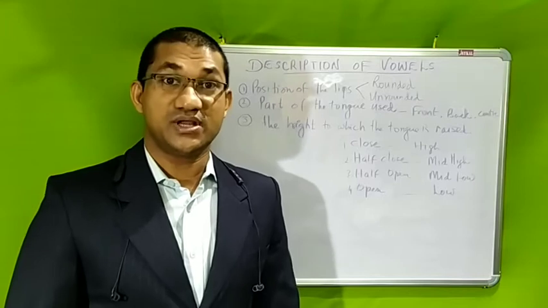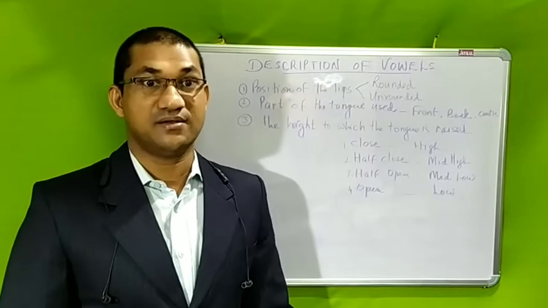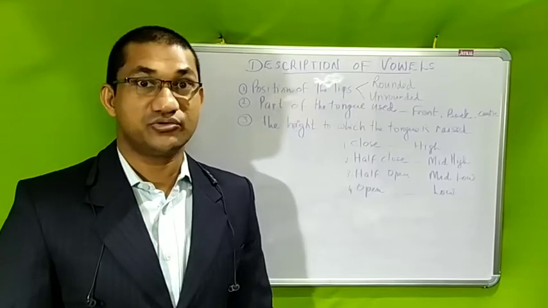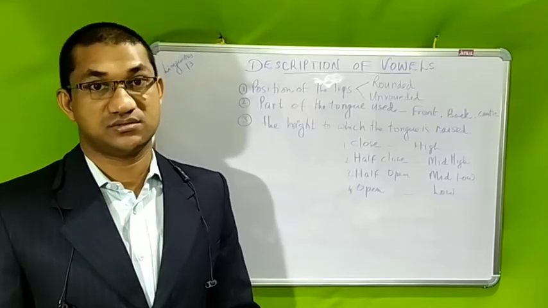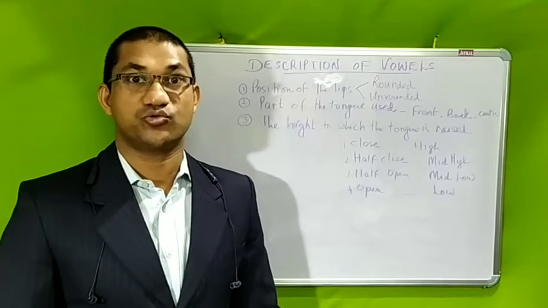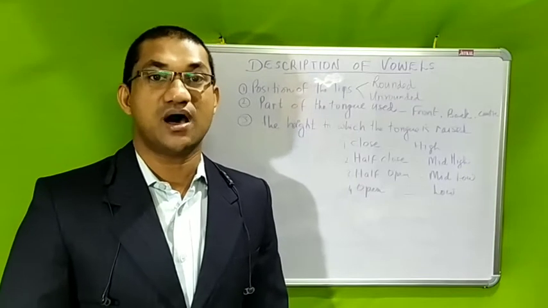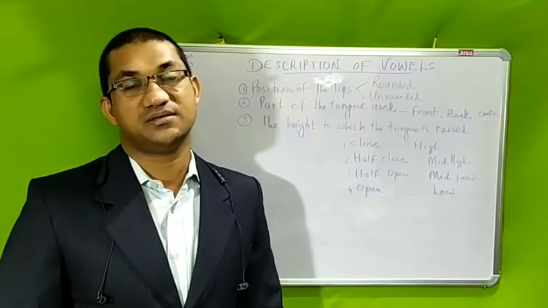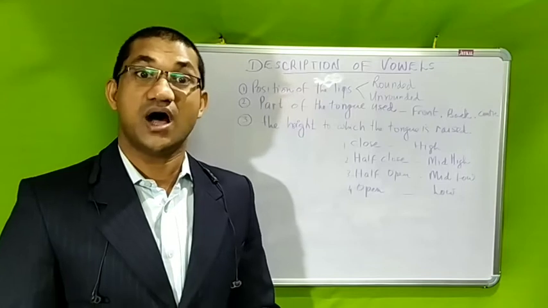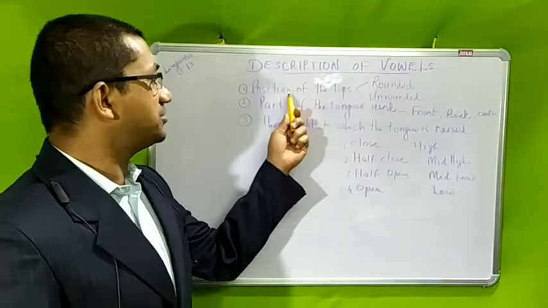The other day, at the end of the lecture, we learned that vowels are described on the articulatory dimensions of three things. Number one, the position of the lips. Number two, the part of the tongue that is raised. Number three, the height to which the tongue is raised. These are the important factors that decide the chief characteristic of a vowel, and our description of vowels is based on them.